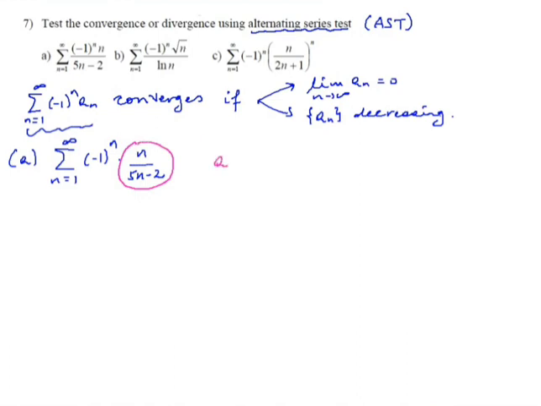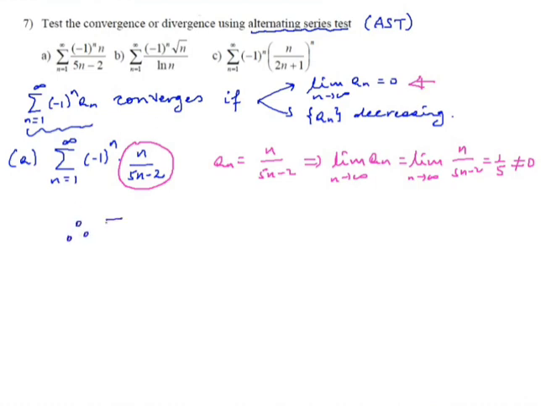So our an is n over 5n minus 2. So the limit of this term, an as n approaches infinity, what does it mean? What does the limit of n over 5n minus 2 as n approaches infinity give us? It is 1 over 5. This is a number different from zero. It will not satisfy the first condition. Therefore, by the alternating series test, this series diverges. Minus 1 to the power of n over 5n minus 2 diverges.